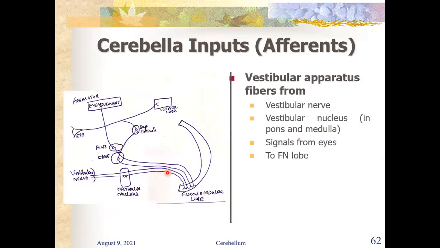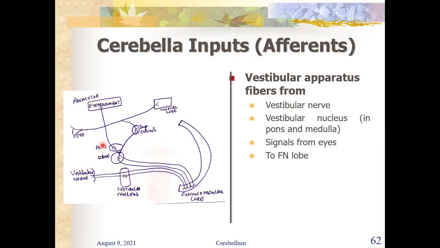So we also have input from the vestibular apparatus, which terminates in the vestibulocerebellum. That is the flocculonodular lobe of the cerebellum, which is responsible for receiving vestibular impulses. So it receives impulses from the vestibular nerve, remember, from the spatial sense in the inner ear, the vestibular apparatus, via the vestibular nuclei. The vestibular nuclei are located in the medulla.